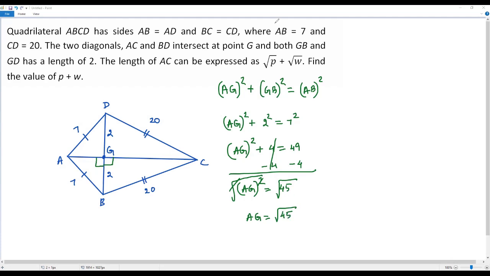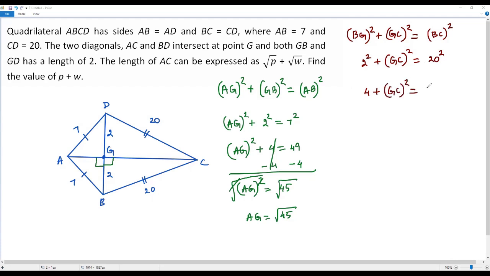Now let me consider the other right triangle, BCG. In this right triangle, we have to find the length of the leg GC. Now we can write the Pythagorean theorem in this right triangle: the sum of the squares of the two legs, BG squared plus GC squared, equals the square of the hypotenuse. BC is the hypotenuse because it is opposite the right angle, so BC squared. For BG, we have the length 2, so let me plug in 2 for BG. For GC, I don't have the length, so let me keep this as it is. And for BC, I have the length 20, so let me plug in 20 for BC. Then 2 squared is 4, plus GC squared, and the value of 20 squared is 400.